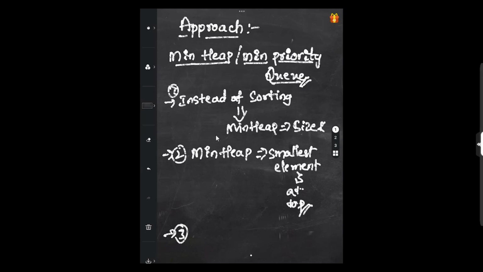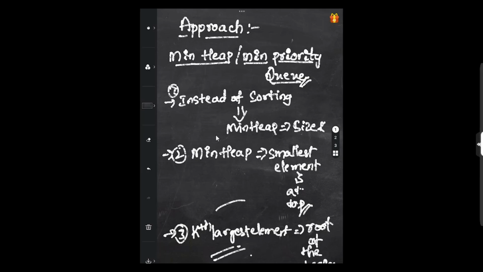And in this way, the kth largest element is always at the root of the heap. Now we know that the kth largest element is always at the root of the heap, right? Because we are making use of the min heap, and the min heap ensures that the smallest element is always at the top. So the kth largest element is always at the root of the heap.